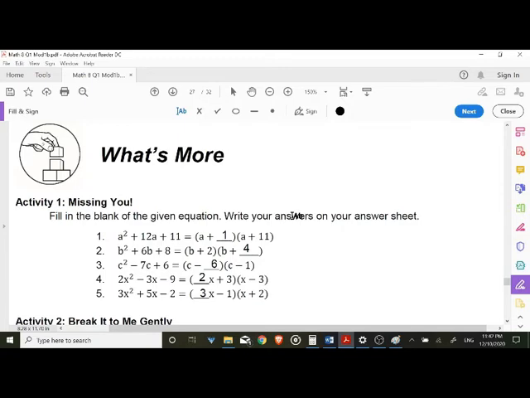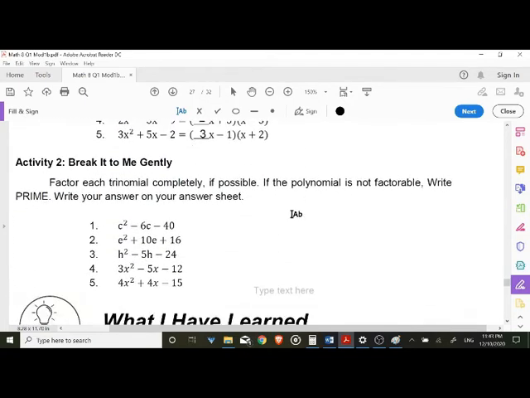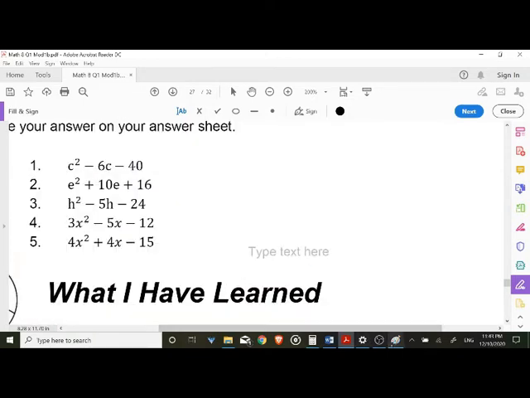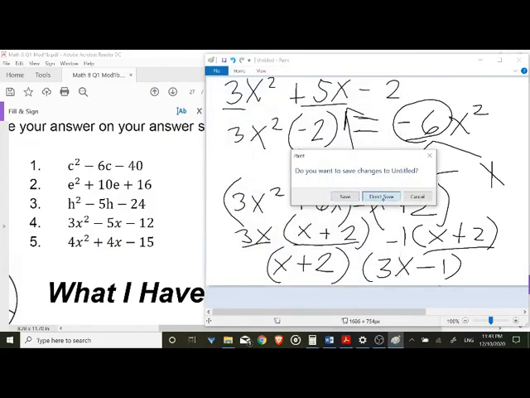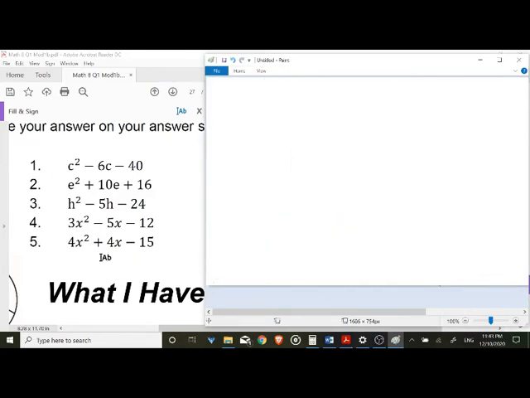Mga class, so let us answer activity 2 para mas practice pa po tayo. Factor completely. So we will just give the factors of each polynomial. Sige. So number 1, 2, and 3 again, 1 ang kanilang leading coefficient. Si 4 and 5, not equal to 1 ang kanilang leading coefficient.